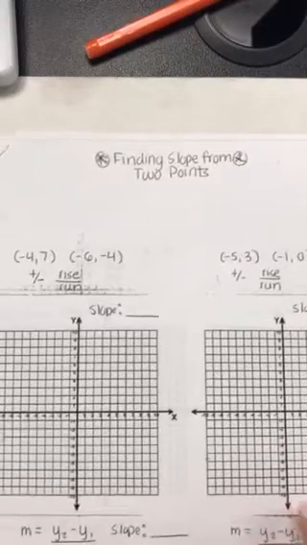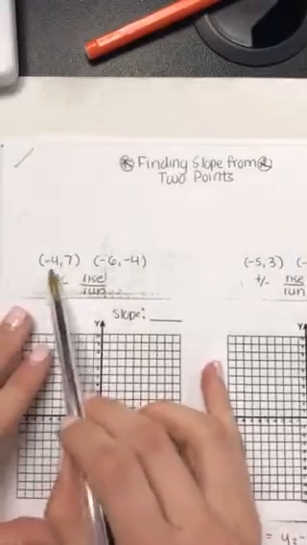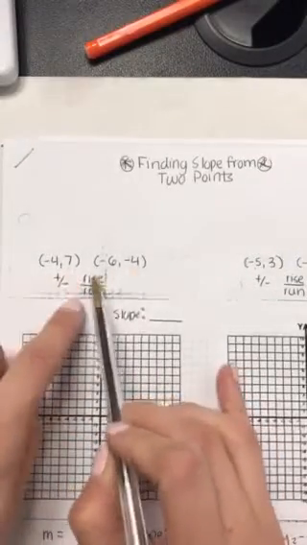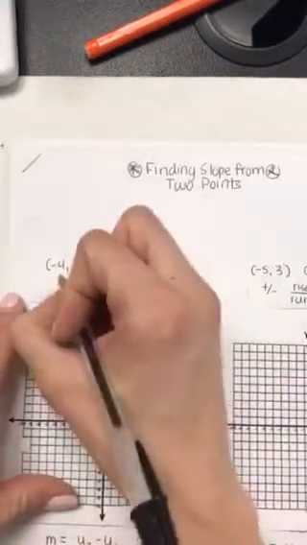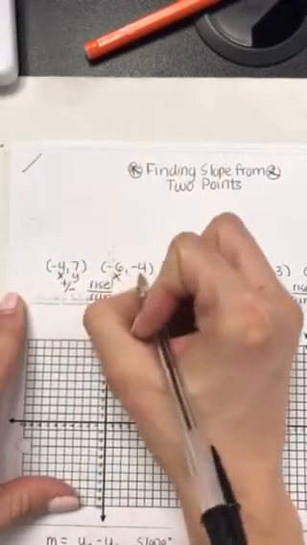Okay guys, we're going to continue practicing finding slope from 2 points. If you notice here, I have 2 points. We're going to graph them and find the rise over the run. So the first thing you're going to do is label the points x, y, x, and y.